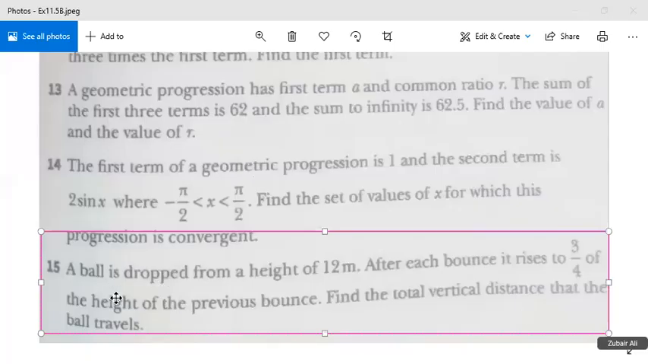Question number 15. Given that a ball is dropped from a height of 12 meters, after each bounce, it rises to 3/4 of the height of the previous bounce. Find the total vertical distance that the ball travels.